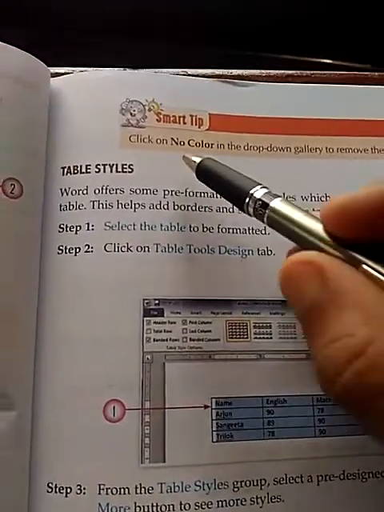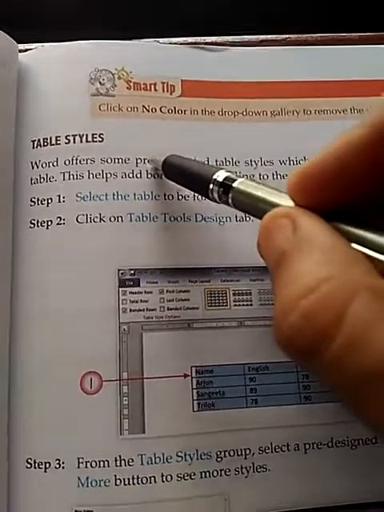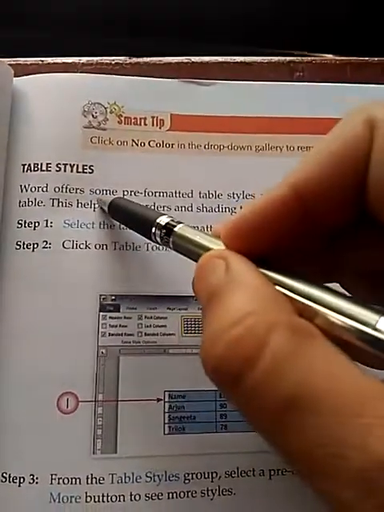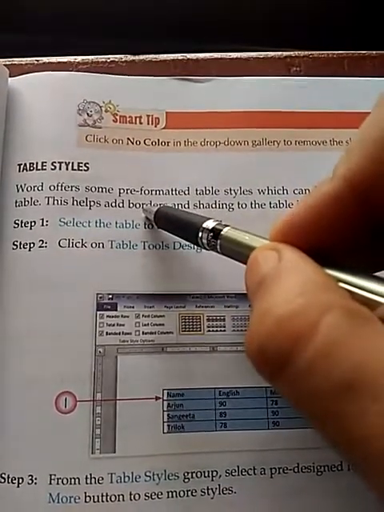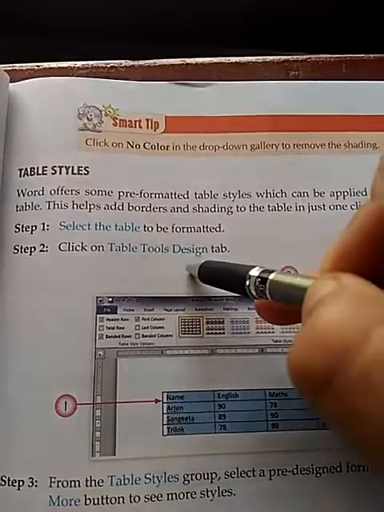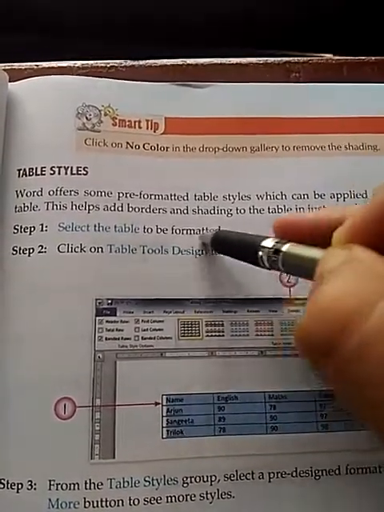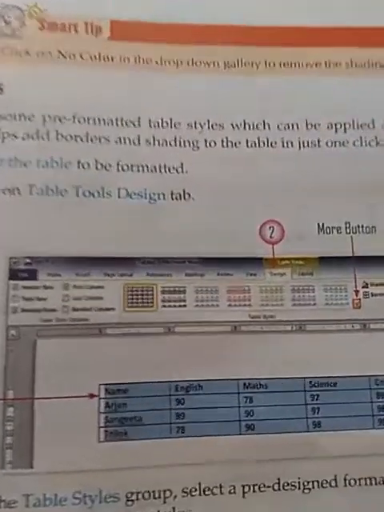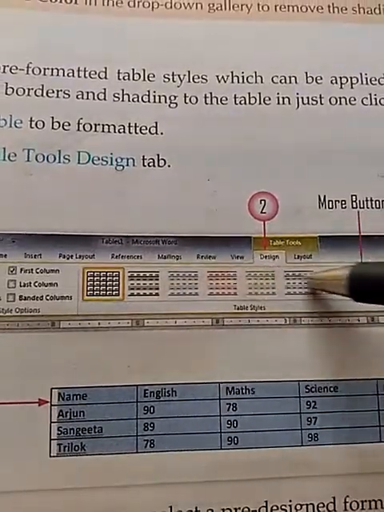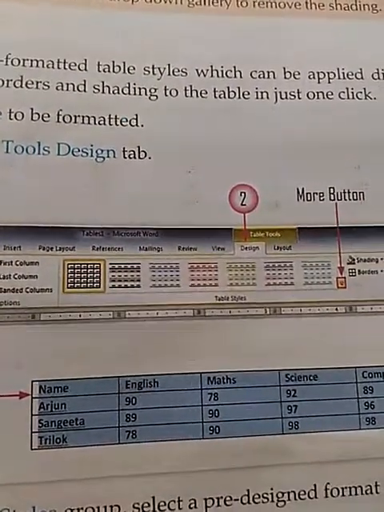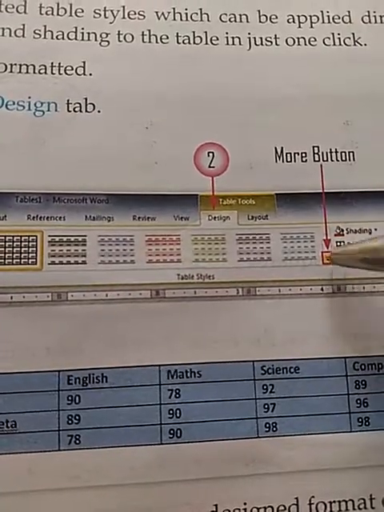Now the table styles. Table styles are the predefined table formats in which you can arrange your table. So there are many table styles which are already predefined. How can you apply this predefined table style? First click on the Design tab, and in the Design tab you will find different table styles over here. You can find more table styles by clicking on this button.